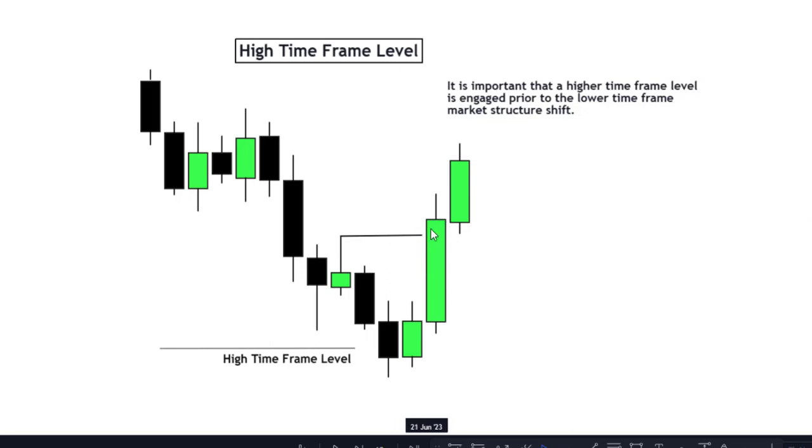If I don't see the high time frame level being engaged, then I will not be looking for a market structure shift. I must see the high time frame level being engaged before I will validate my market structure shift. But let us go to the chart and see how we make use of this information.